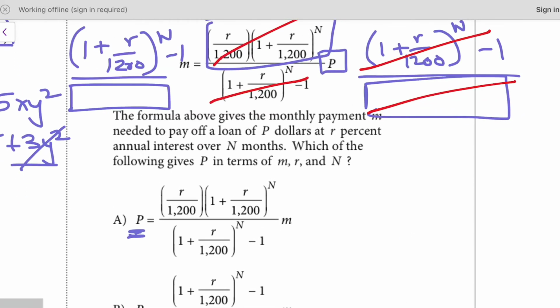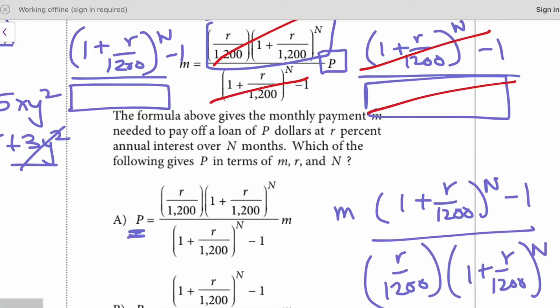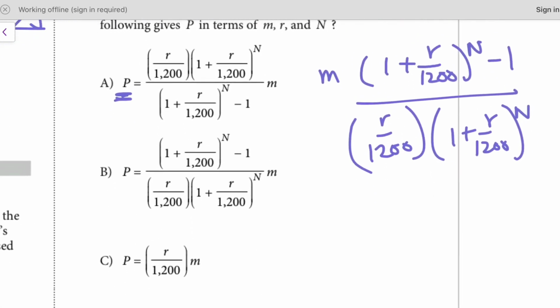So my P should end up equaling M times 1 plus R over 1200 to the power n minus 1 over R over 1200 times 1 plus R over 1200, this is long, to the power n. So which of my answer choices matches that? That would be answer choice B.